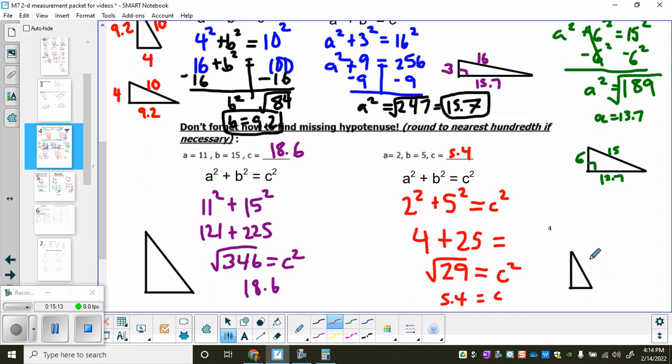Just label these real quick. This was the 5.4. We said this was a 5 and a 2. Cool. And over here, the longest side, the hypotenuse, was the 18.6 across from the right angle. The tall leg was 15, and the shorter of the two legs was an 11.